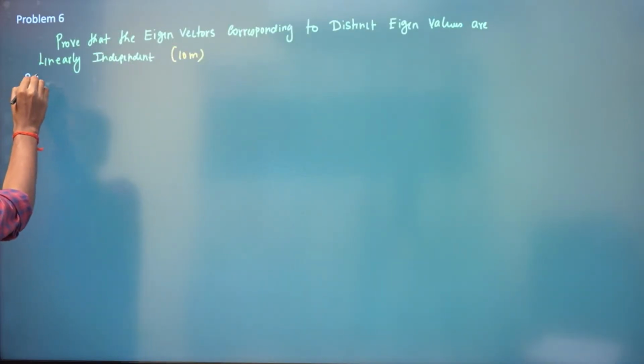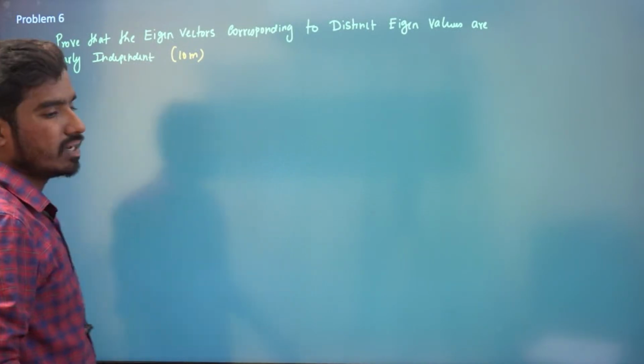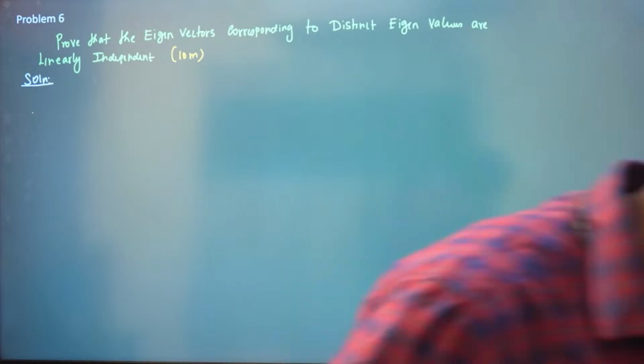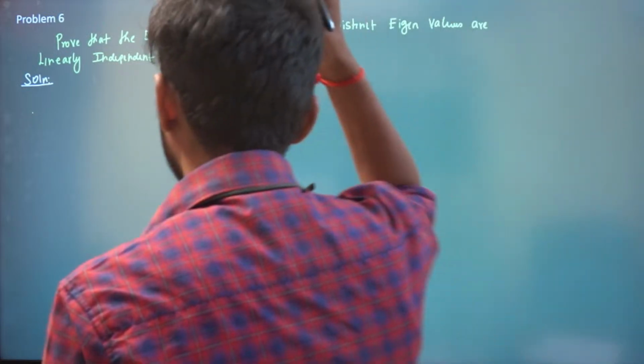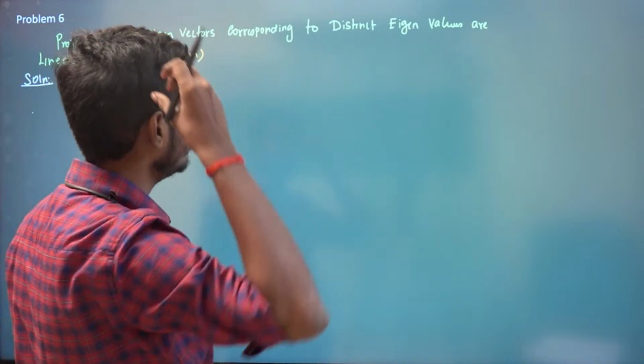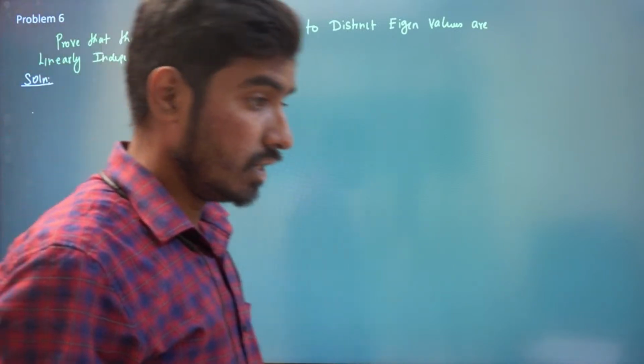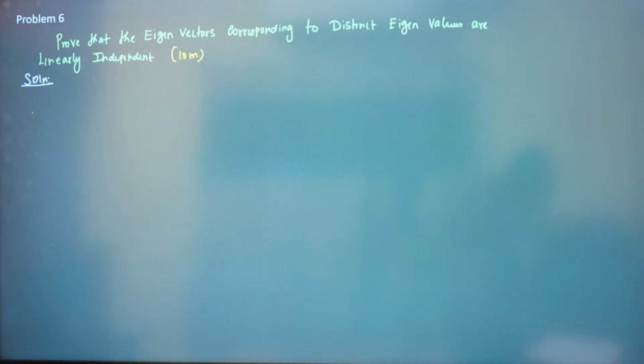Again, a basic, very conceptual theorem: prove that the eigenvectors corresponding to distinct eigenvalues are linearly independent, right? Okay. So already we have proved that eigenvectors of similar matrices are orthogonal, right? Already we have proved that. So here is a very standard theorem that the eigenvectors corresponding to distinct eigenvalues are orthogonal, right? Okay. So we'll prove that.